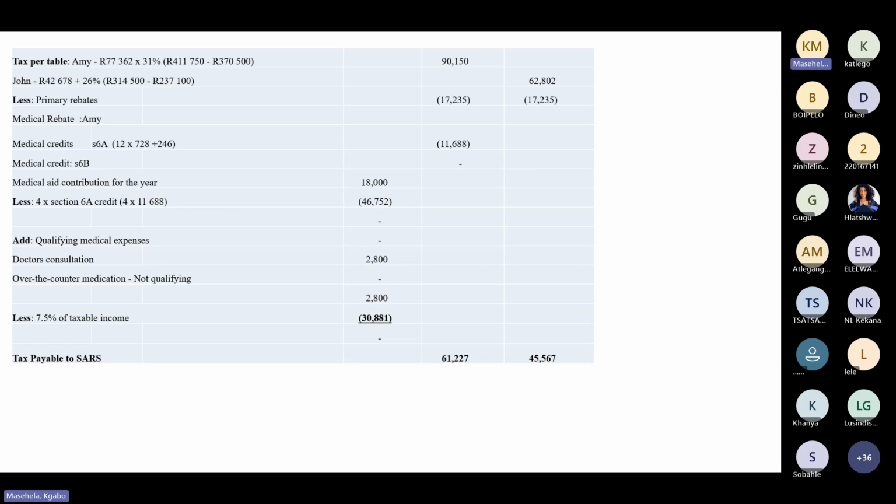Qualifying expenditure, of which section 6B: doctor's consultation. Yes, you have consulted the doctor. Over-the-counter medication is not qualifying. As I've said, these are not prescription. That's why you are not entitled to claim this. Less 7.5% of taxable income, then tax payable to SARS.